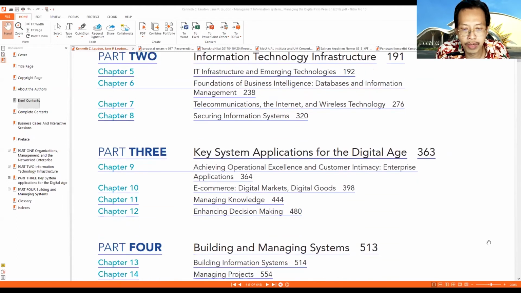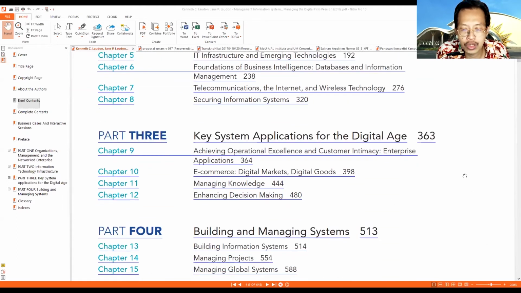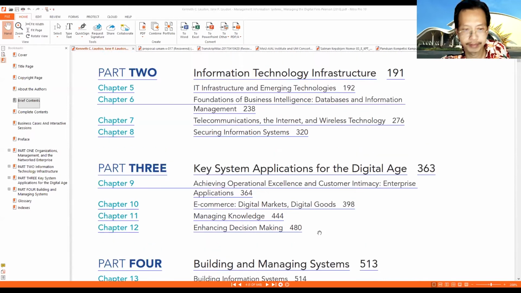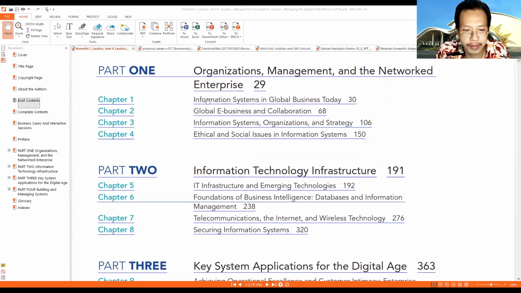And then the third part would be the different applications that could be used with information systems. And the fourth part would be how to build and how to develop an information system. Now for the first part, we'd start with talking about information systems in global business today.